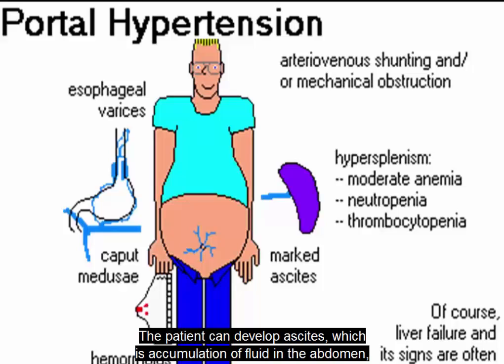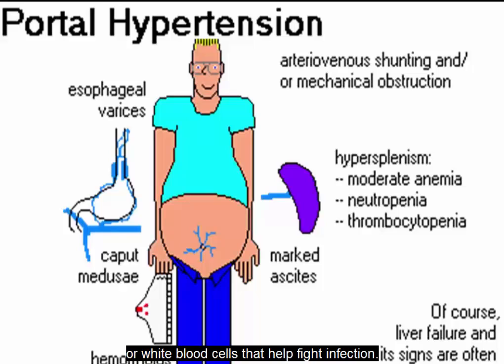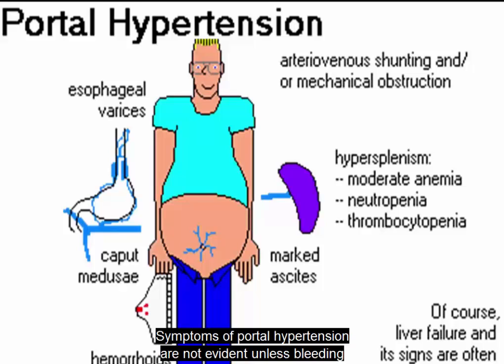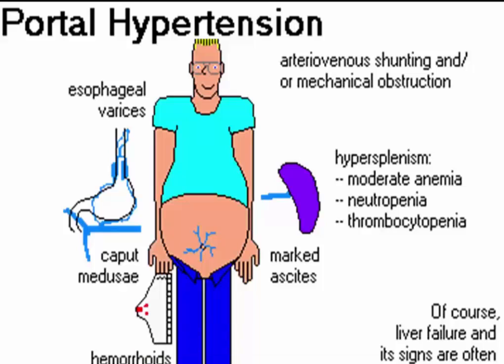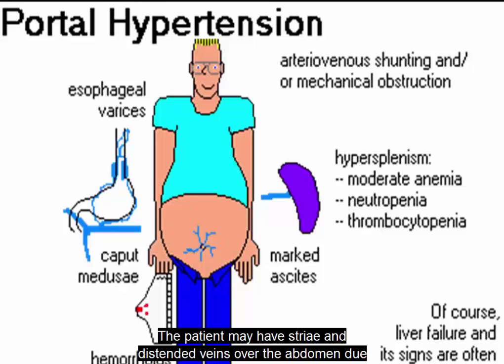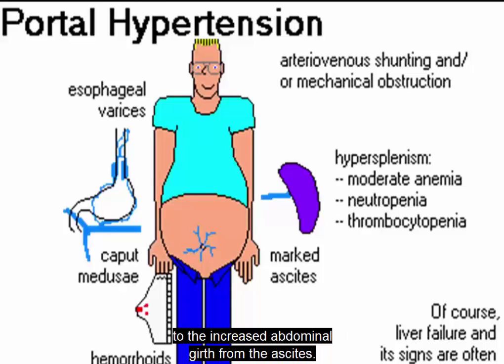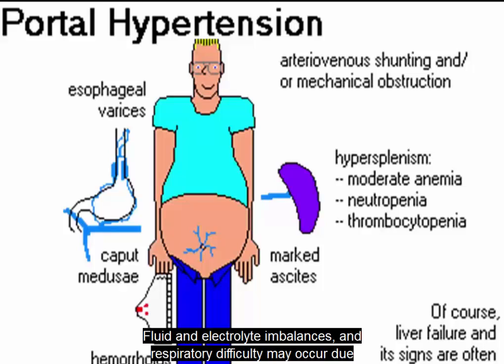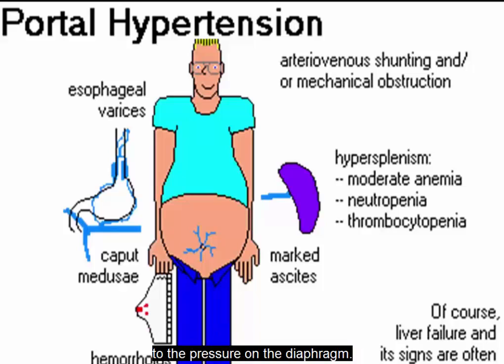The patient can develop ascites, which is accumulation of fluid in the abdomen, and encephalopathy, or confusion and forgetfulness caused by increased ammonia levels. The patient could experience reduced levels of platelets, which help to form blood clots, or white blood cells that help fight infection. Symptoms of portal hypertension are not evident unless bleeding from collateral blood vessels or ascites occurs. The patient may have striae and distended veins over the abdomen due to the increased abdominal girth from the ascites. Fluid and electrolyte imbalances and respiratory difficulty may occur due to the pressure on the diaphragm.